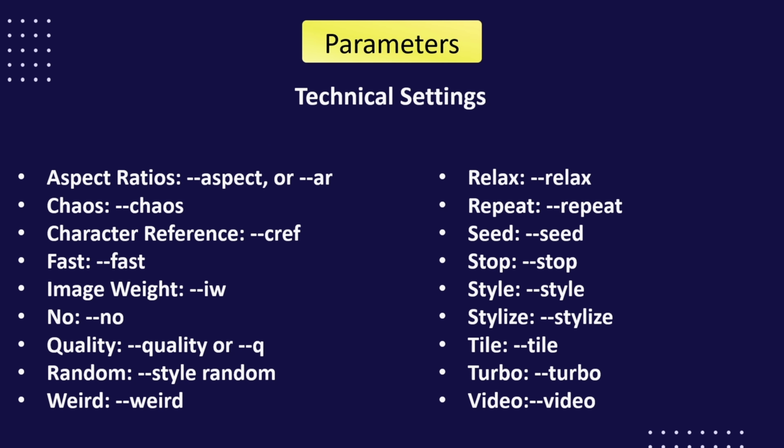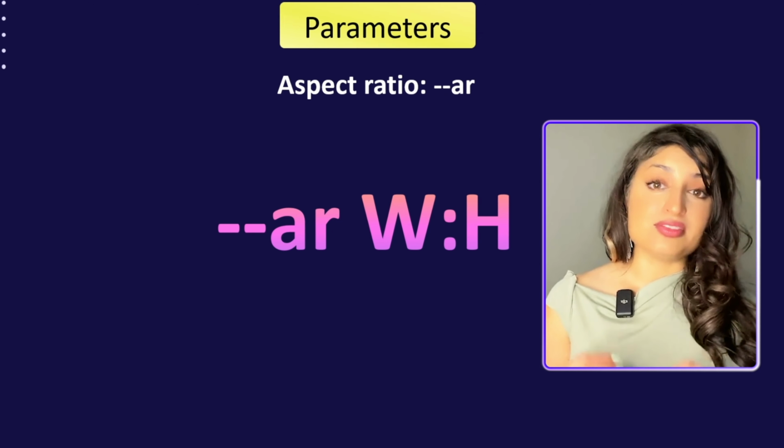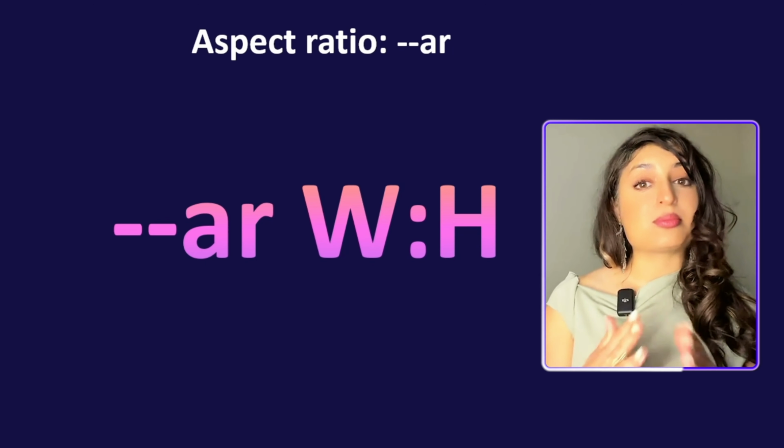Let's start with aspect ratio, --AR. The aspect ratio is a ratio of the width to the height of the image. It's defined by 2 numbers separated by a colon.